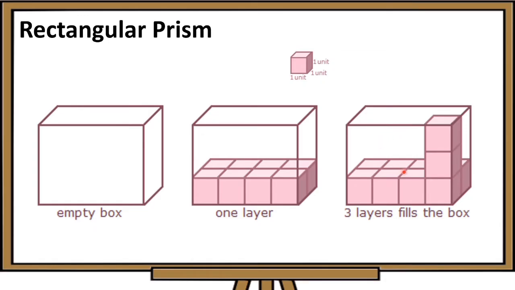And to tell what is the volume of this rectangular prism, bibilangin natin yung laman or yung cubes sa loob ng rectangular prism. So, kung ito ay 8, and then yung second layer ay 8, at itong third layer ay 8, so mapupuno na itong ating box. Ilan lahat ang cubes na nasa loob? Yun yung ating volume.